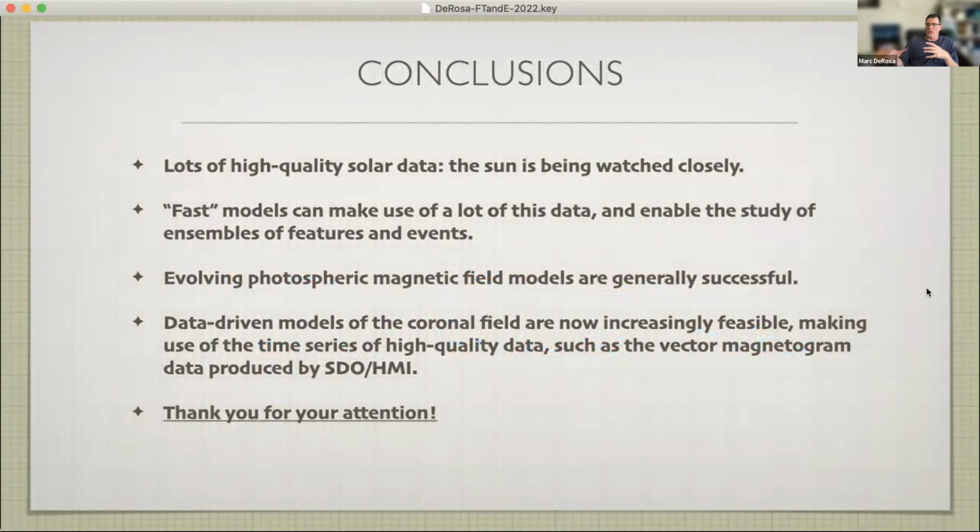So let me wrap up here. There's lots of high quality solar data these days, and importantly for things like trying to understand the dynamo, we now have, counting the MDI era at least, a lot of magnetogram data, or at least line of sight magnetogram data, spanning the last 25 years, more or less.